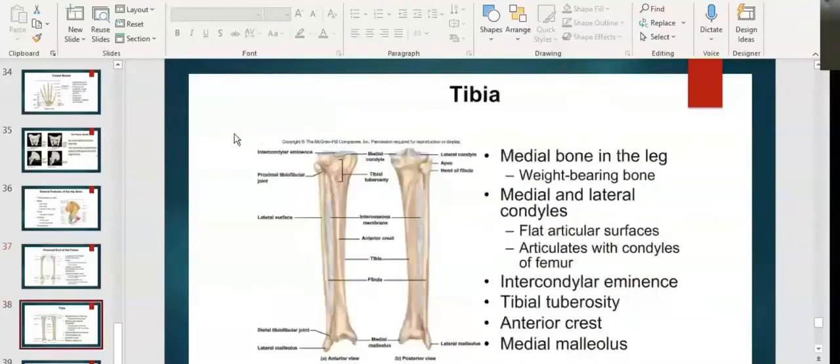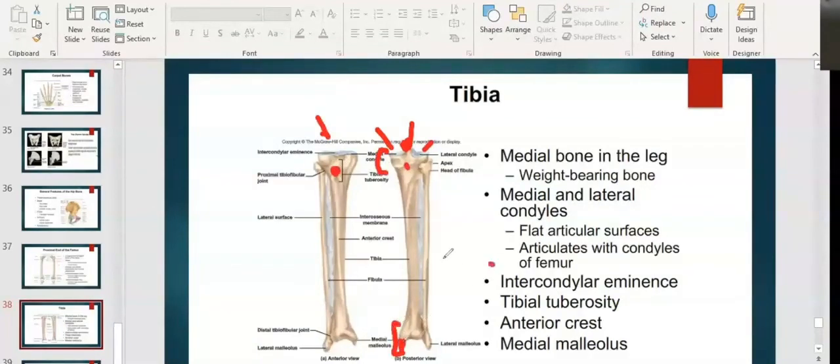If you look at the tibia, it's this bone right here, and this is your fibula. Your tibia has this elevation in here, and this is called the intercondylar eminence. You're going to have in here the medial condyle and the lateral condyle. In the anterior view, you're going to have this bone right here called the tibial tuberosity. This is in the proximal epiphysis. In the distal epiphysis, you're going to have right here the medial malleolus.